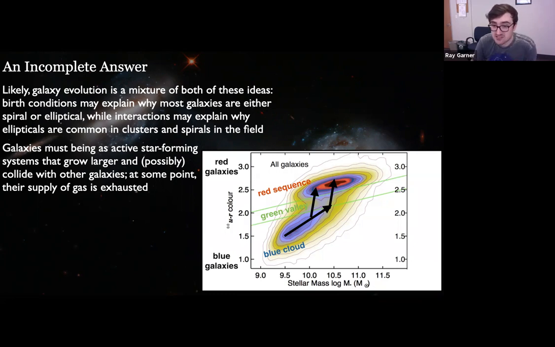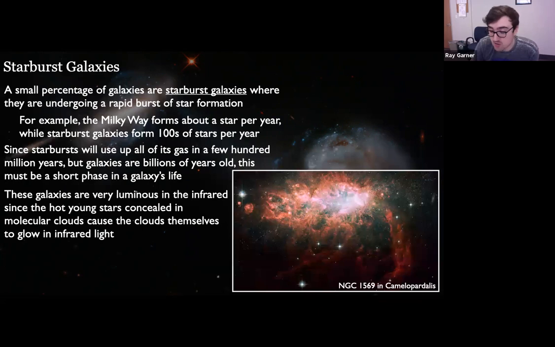In particular, a small percentage of galaxies are starburst galaxies, not named after the candy, although it's a great name, where these starburst galaxies are undergoing a rapid burst of star formation. So for example, the Milky Way forms about one star per year. Pretty standard. While starburst galaxies can form hundreds of stars per year, many times the star formation rate of the Milky Way.